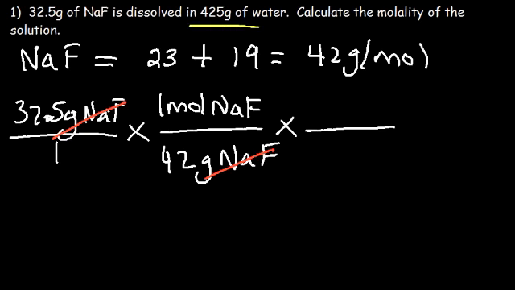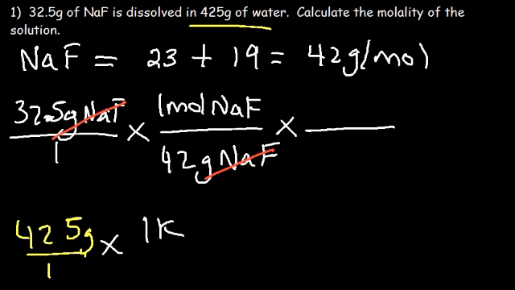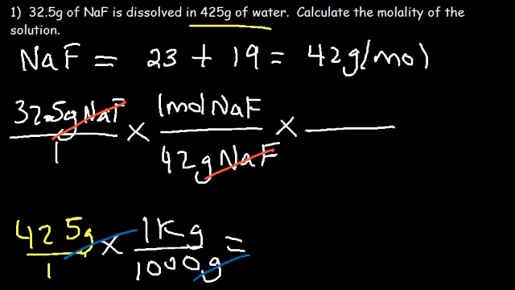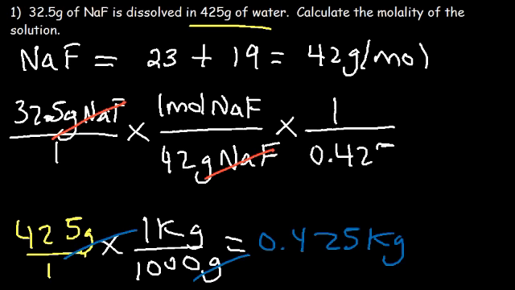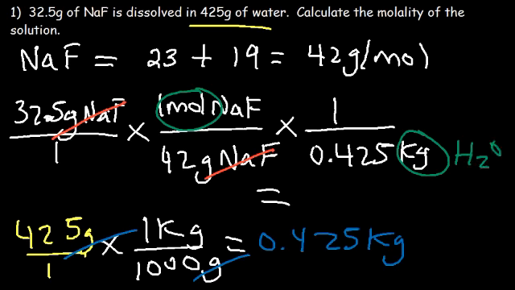Now notice that we have 425 grams of water. To convert that to kilograms, we simply need to divide by 1,000. 1 kilogram is equal to 1,000 grams. So the units grams cancel. So 425 divided by 1,000 is 0.425 kilograms. So this is going to be 1 over 0.425 kilograms. So notice that we have moles of solute on top, kilograms of solvent on the bottom, and that's kilograms of water. Moles over kilograms is basically equal to the molality.